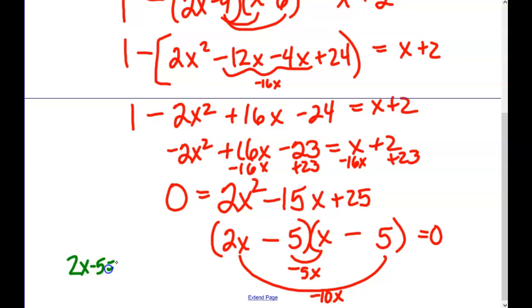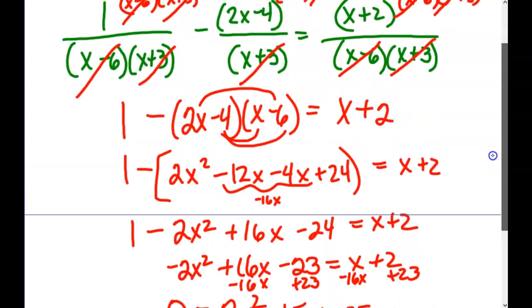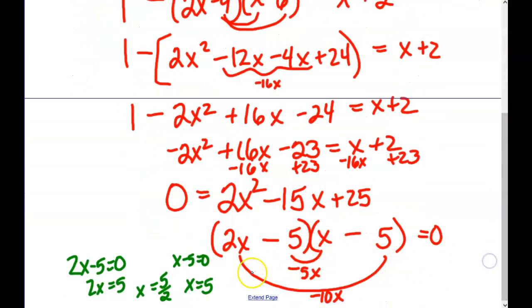2x minus 5 equals 0 would be 2x equals 5, or x equals 5 halves. And the other one, x minus 5 equals 0, would be x equals 5. Is either of those garbage or extraneous? No? I will not ask one like that, I promise. So I should have just skipped that in the video. Told you to skip it.